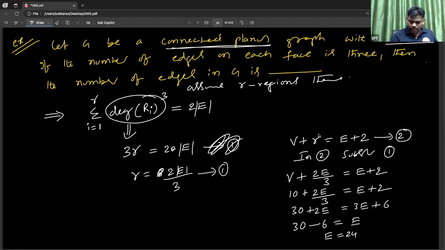In the place of R, I kept this. In the place of V, I kept 10. So the degree of one region is 3. I have R regions, so R into 3 is equal to the sum of degrees. The sum of degrees of regions is equal to 2 into E. R is equal to this because I want everything in terms of E. So I want to get the E value finally. I converted R also into terms of E. E is already in terms of E only. But V will go because E is given. So finally the E value becomes 24.